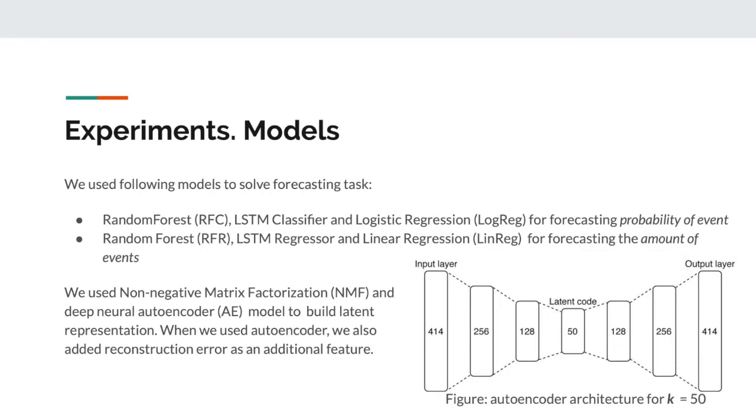Let me describe the models. For our forecasting task, we used a random forest model, an LSTM neural network, and logistic regression for forecasting the probability of an event, or linear regression for forecasting the amount of events. For building the latent representation, we used two different approaches. First one is non-negative matrix factorization. It's fast, it's simple, it's linear, it's easy to interpret. And the second one is a deep neural autoencoder. It's non-linear, it's more complex, but it is also more flexible. When we were using the autoencoder to build the latent representation, we also incorporated knowledge from the anomaly detection domain and used an additional feature, reconstruction error.